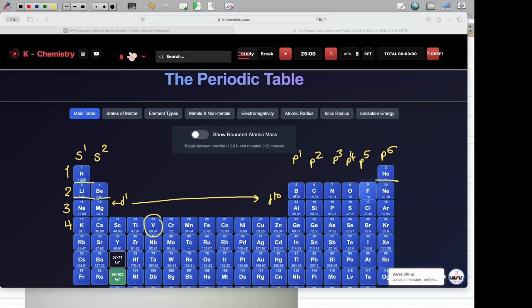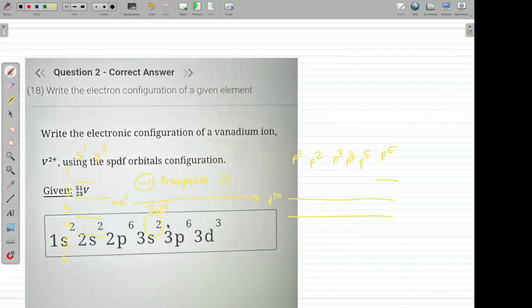Okay, so I'll start from the beginning: 1s2, 2s2, 2p6, keep going, 3s2, 3p6, 4s2. Then I'll go to the D block. If you are in the D block, you have to subtract 1 from the period number. So you don't say 4D, you say 3D. If you are in period 5, you will say 4D. If you are in 6, you will say 5D, and so on. Every time you subtract 1. So that's 3d3. Simple and easy and direct, 3d3. That's the configuration for vanadium.